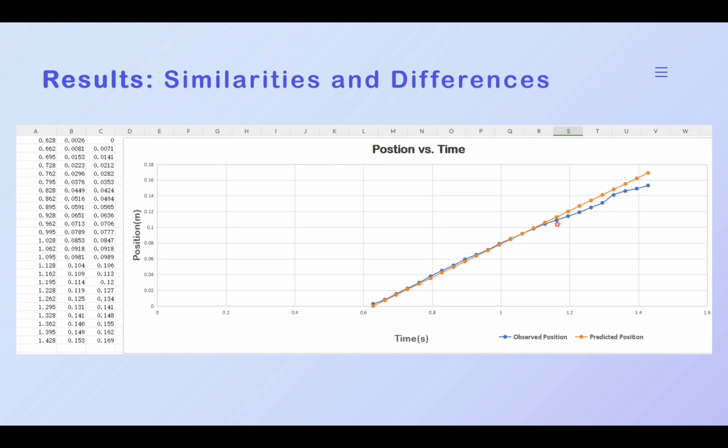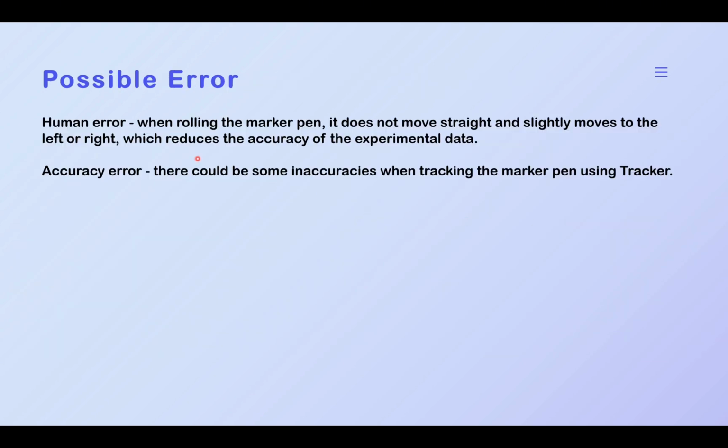Also, there are two possible errors for the lab. The first one is human error: when I roll the marker pen, it does not move straight and slightly moves to the left or right. This might reduce the accuracy of the experimental data. The second one is accuracy error: there could be some inaccuracies when tracking the marker pen using Tracker, because I actually tracked the pen manually using my mouse, and it probably is not that accurate.